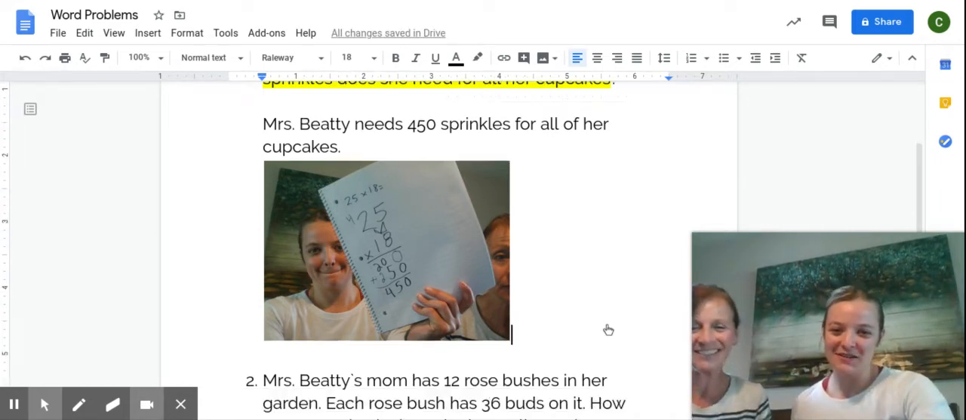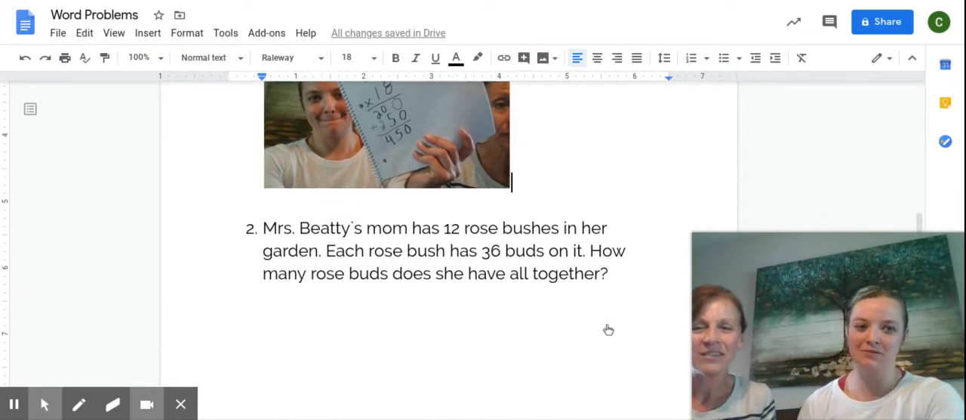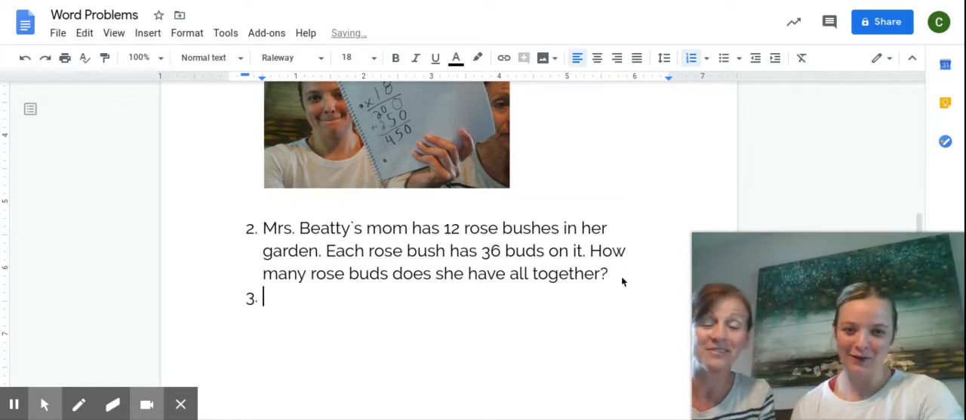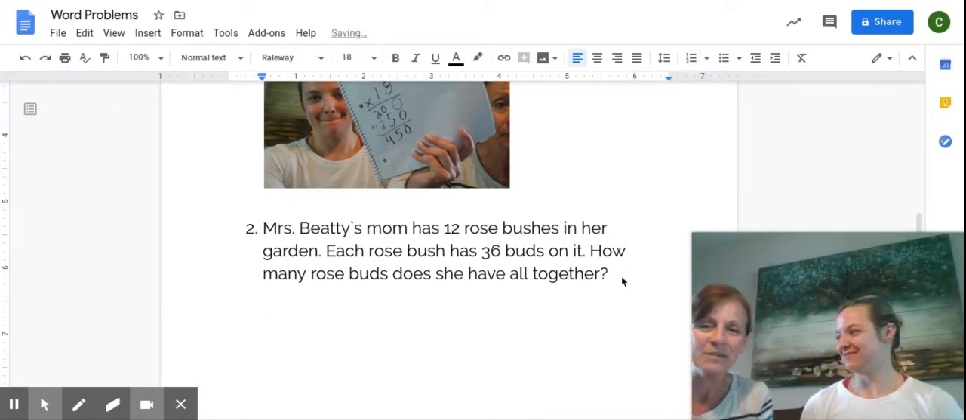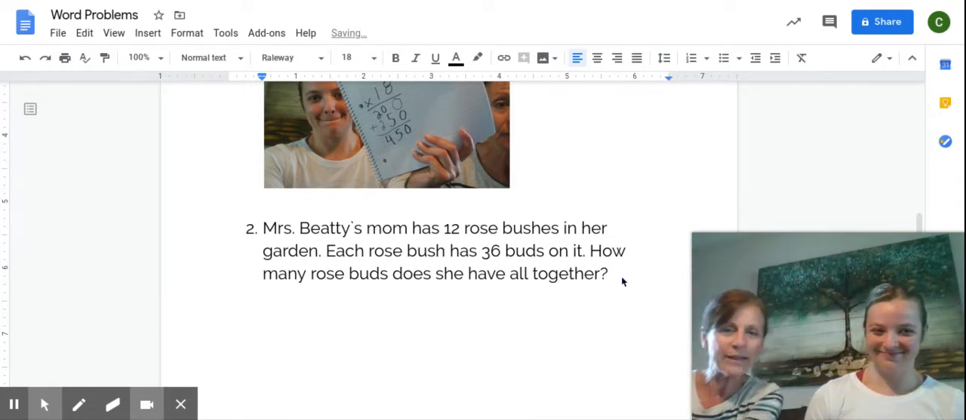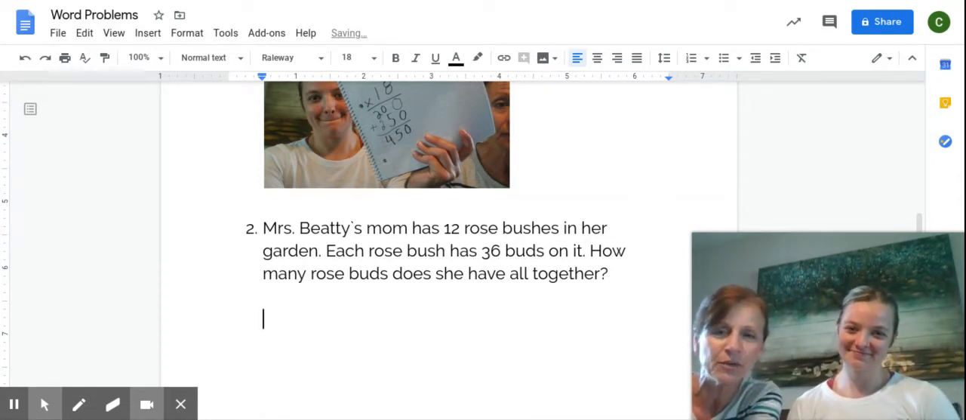All right, next question. What was that first step in solving word problems? Find the important. Read the whole problem. Read the whole problem. All right, so you want to read it? Mrs. Beatty's mom has 12 rose bushes in her garden. Each rose bush has 36 buds on it. How many rose buds does she have all together?